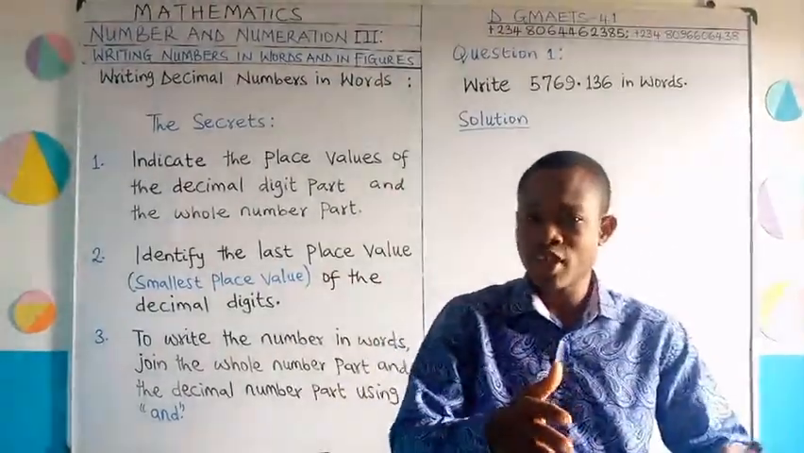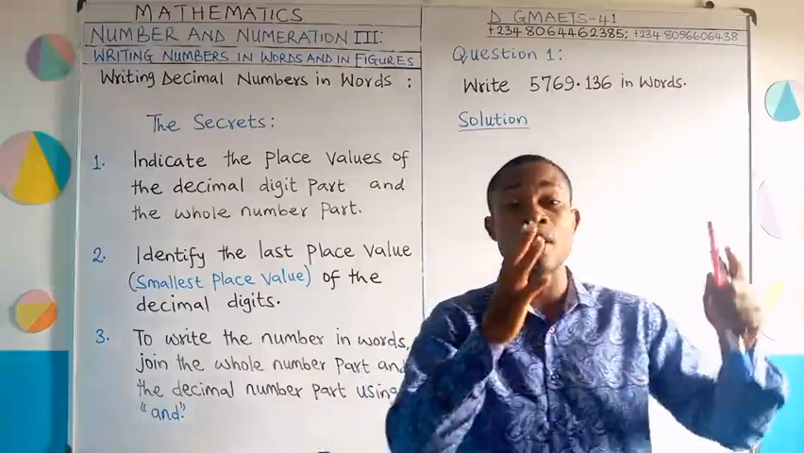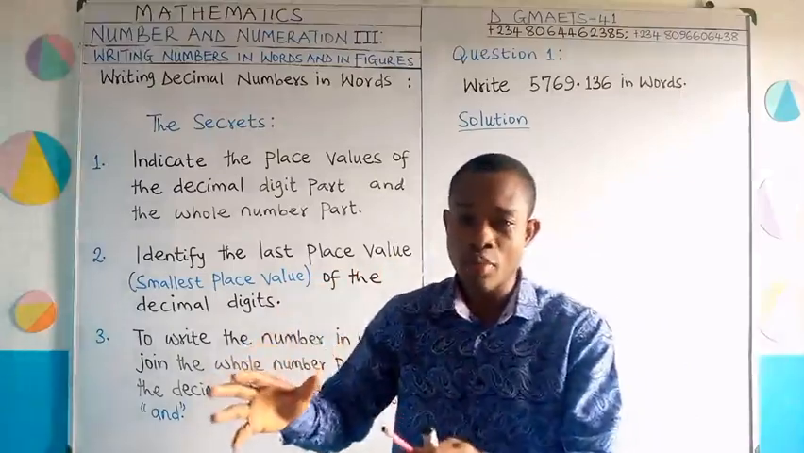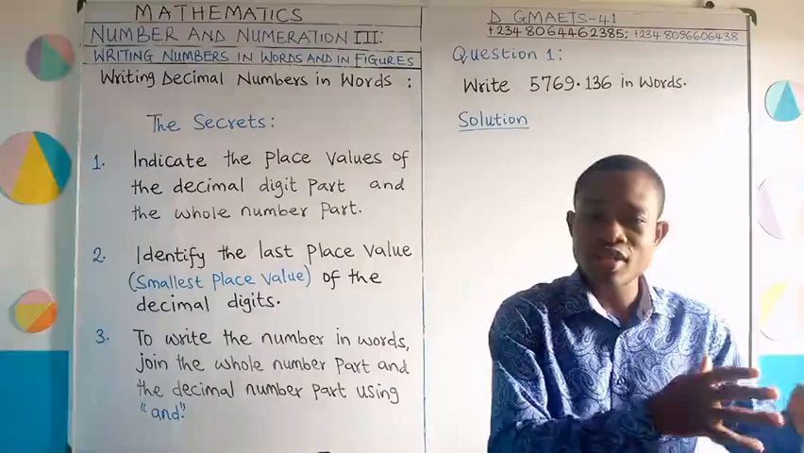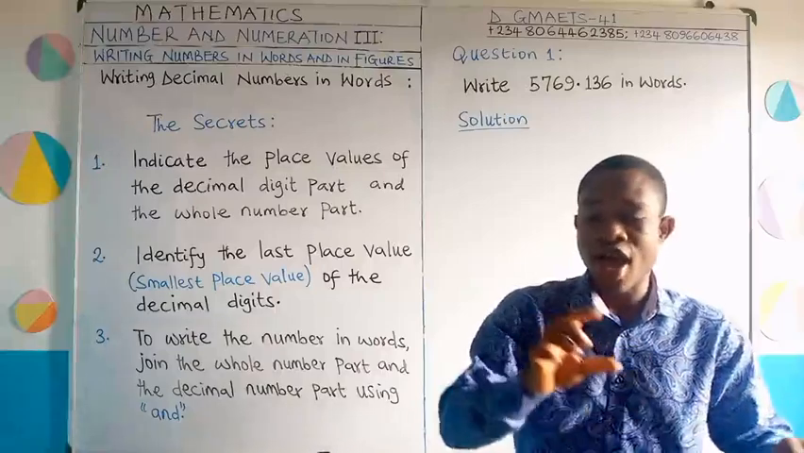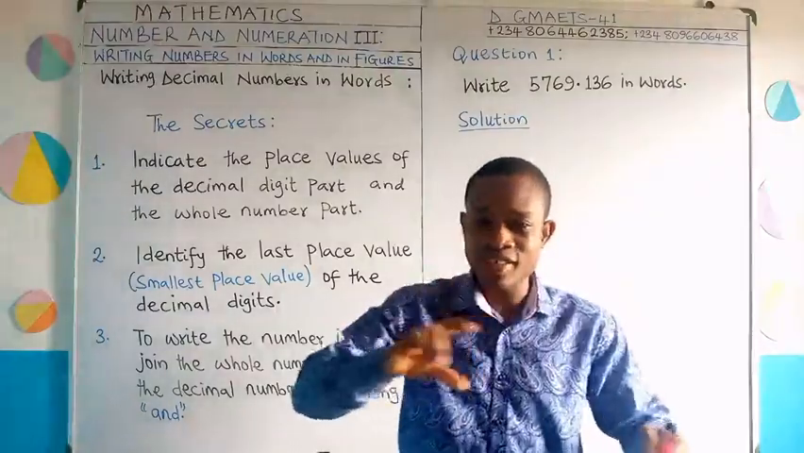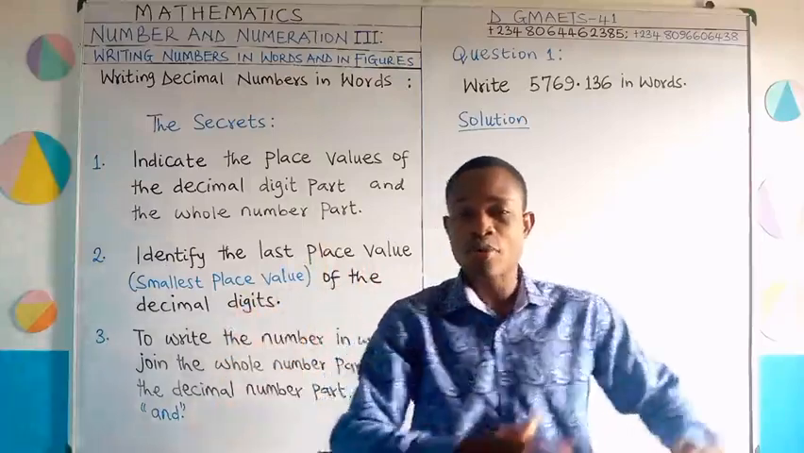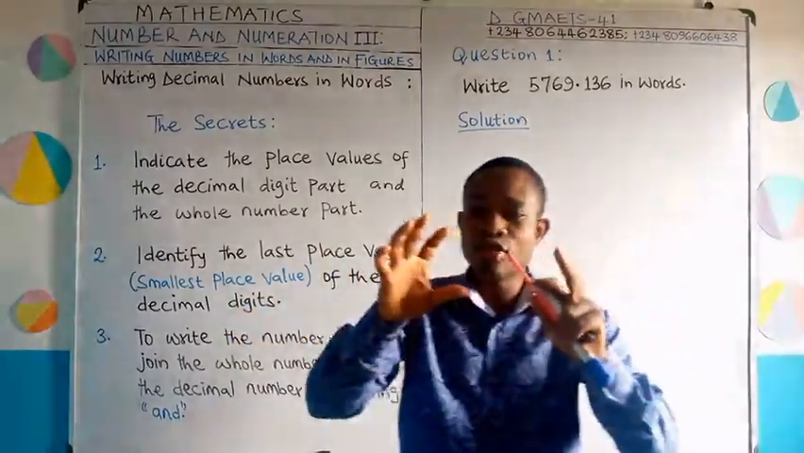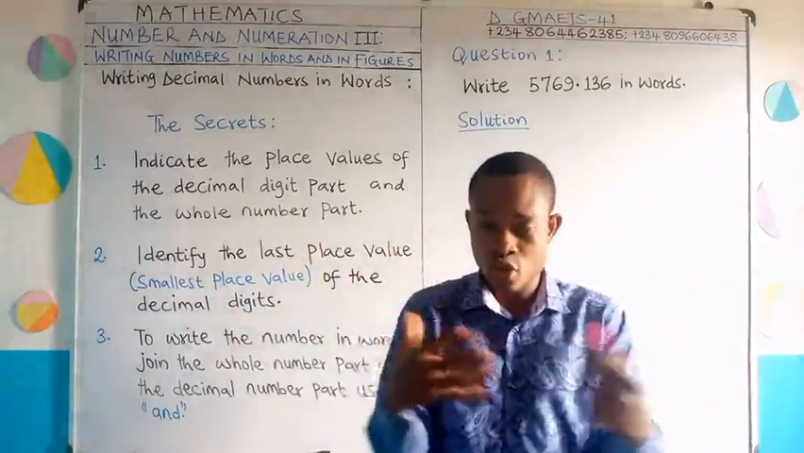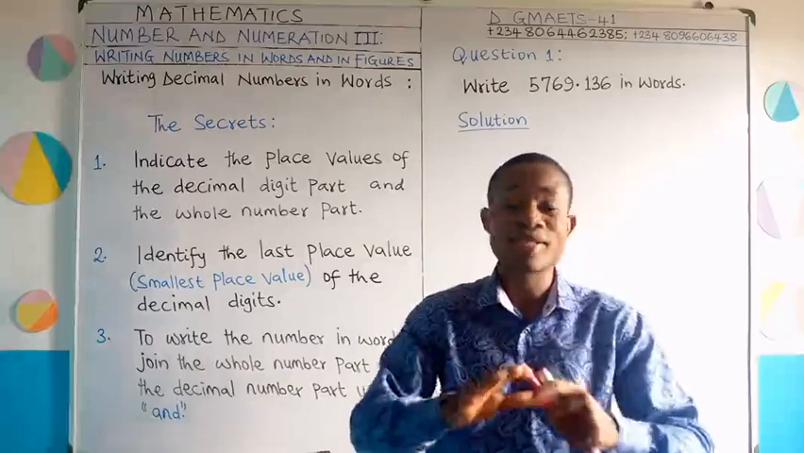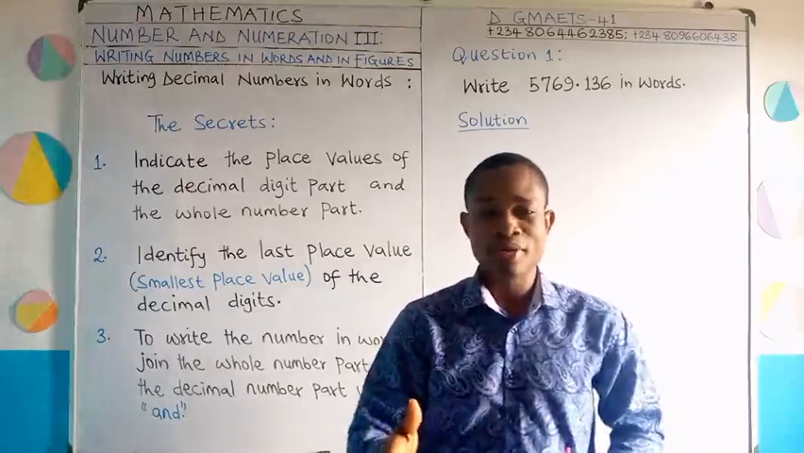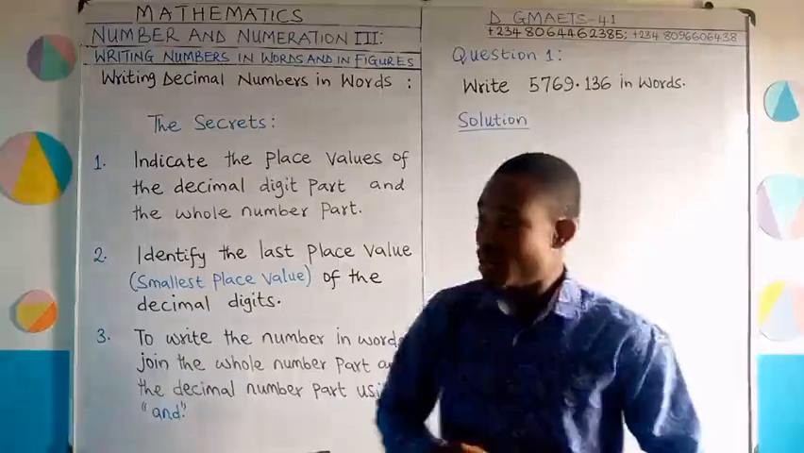So this secret number 3 is simply telling us, in writing this decimal number in words, all you need to do is simple. Pronounce the whole number part, pronounce the decimal number part, and then use "and" to join the two parts. So that's simply how you handle writing decimal numbers in words.